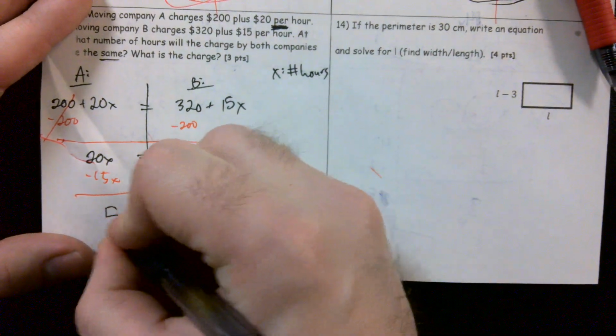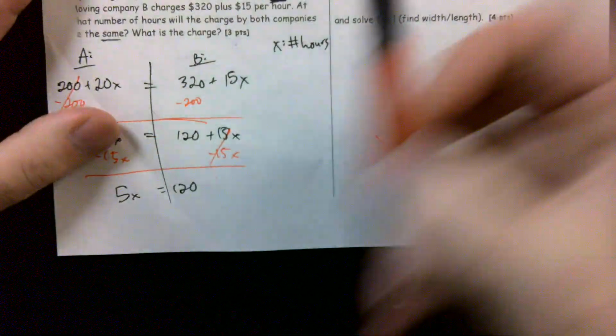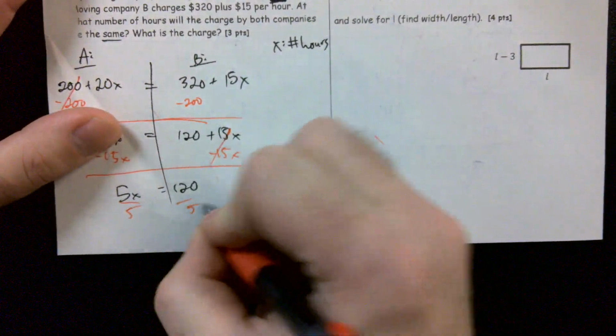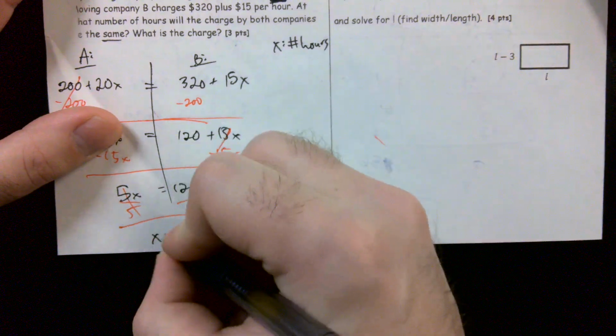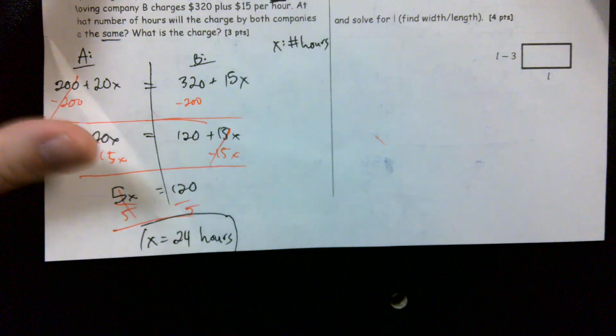How many times does 5 go into 120? 24 times. Sounds right to me. 24 what? Hours. Simplified. It asks at what number of hours, so you want our units to be in hours. Yes, technically that is 1 day, but if it's asking for hours, our answer should be in hours.